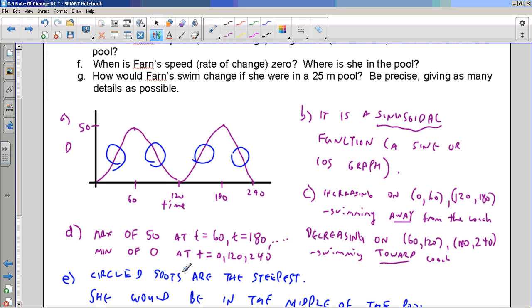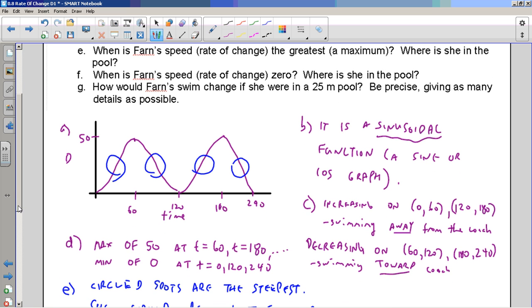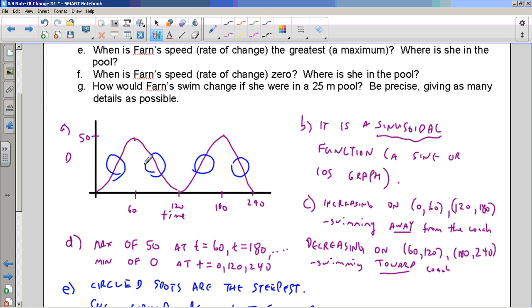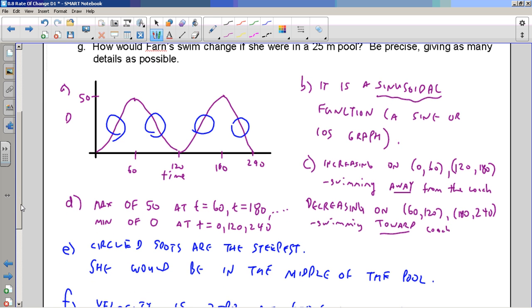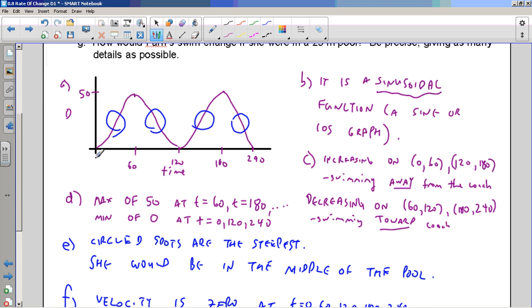And the last one, not even the second last one. When Farn's speed is the greatest, that's when the graph is the steepest, right? It's the biggest change in distance over a period of time. And you figure if she's not coming away from a wall and speeding up, or she's not slowing down because she's going into a wall, that's when she'd be the fastest. Well, that makes sense. Somewhere in the middle of the pool, she'll be the fastest. And probably there's a big chunk of time there where she's traveling at a constant speed.